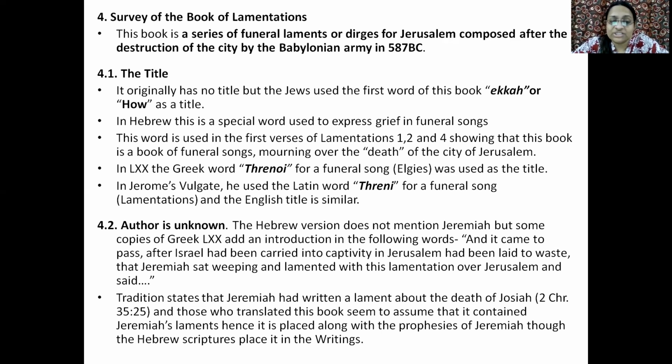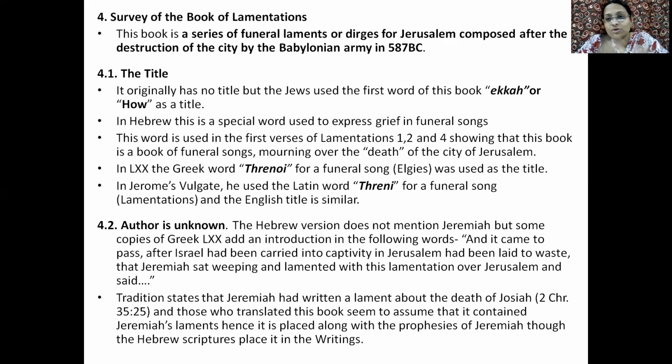Tradition states that Jeremiah had written a lament about the death of Josiah. He had already written a lament on the death of Josiah, in Second Chronicles chapter 35 verse 25, and those who translated this book seem to have assumed that it contained Jeremiah's laments, hence they placed it along with the prophecy of Jeremiah. But the Hebrew scriptures actually place it in the writings section.